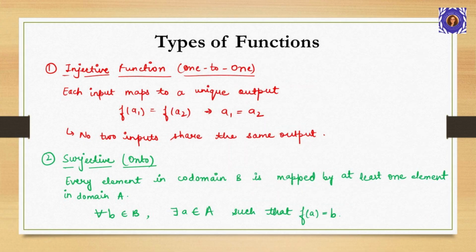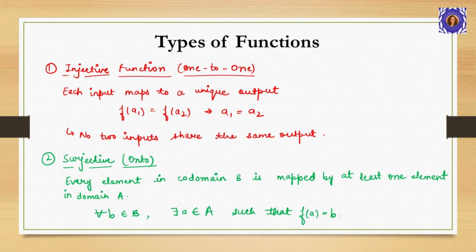Let's start with injective functions, also called one-to-one functions. An injective function has a very special property: no 2 different inputs ever produce the same output. The formal definition states, a function f is injective if f(a1) equals f(a2) implies a1 equals a2. In other words, if 2 outputs are equal, then their corresponding inputs must also be equal.